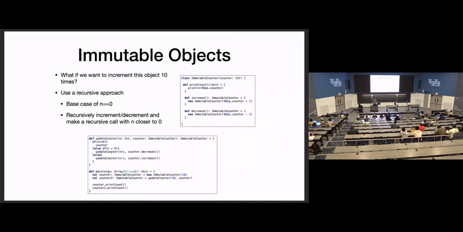Any questions on this example? We were talking about immutability, but we also got another example of recursion in there. Any questions about immutability or recursion that you'd like to see about this example? If not, I'm moving on.